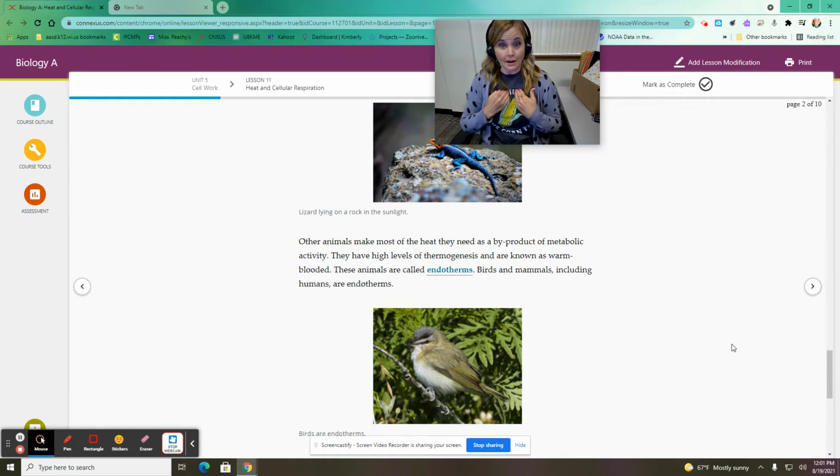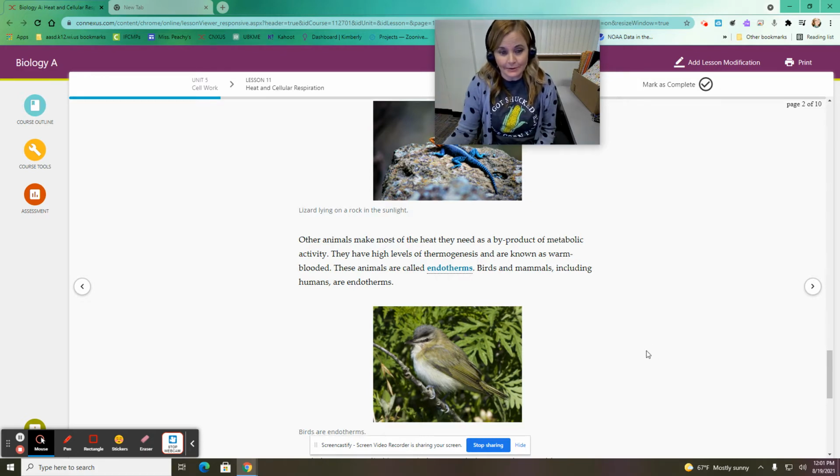Other animals like us, we are endotherms. Endotherms, you also might hear it called homeotherms because we maintain a constant body temperature, but endo specifically meaning that from the inside we are regulating our body temperatures. We have high levels of thermogenesis, which means we have a higher metabolic function, which also means we have higher energy requirements. So think about that way. These are also known as warm-blooded animals.